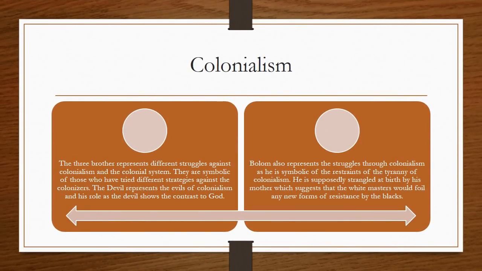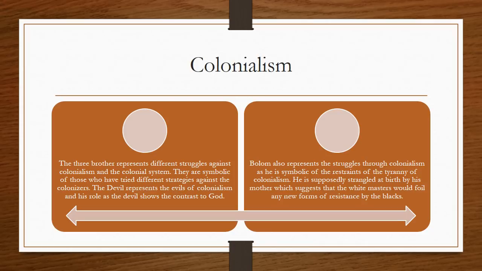Now, let's look more at colonialism. The three brothers represent different struggles against colonialism and the colonial system. They are in fact symbolic of those who have tried different strategies against the colonizers. The devil represents the evils of colonialism, and his role as a devil shows a contrast to God. Bolum also represents the struggle through colonialism, as he is symbolic of the restraints of tyranny and colonialism.